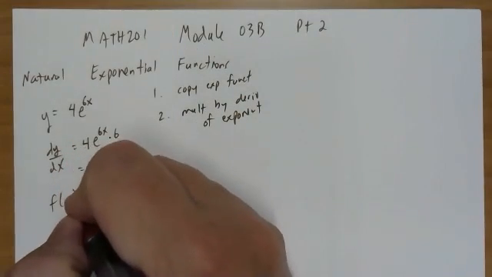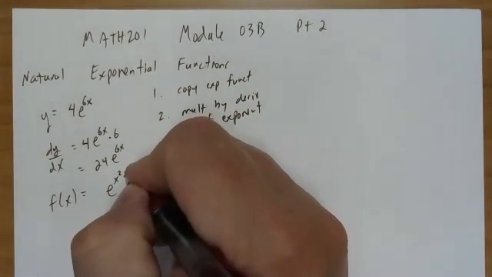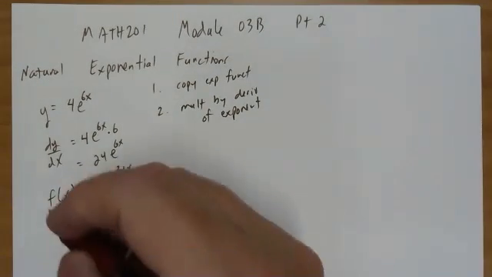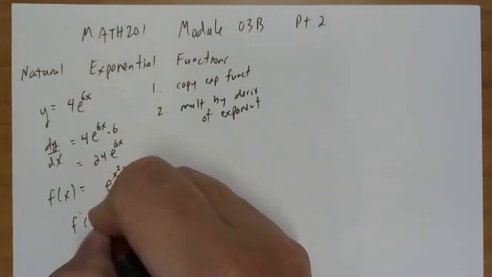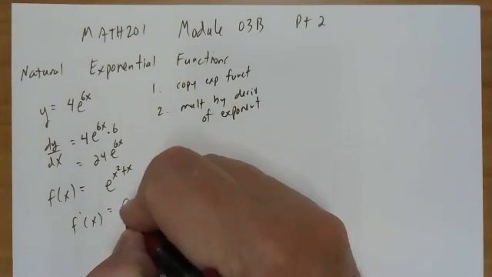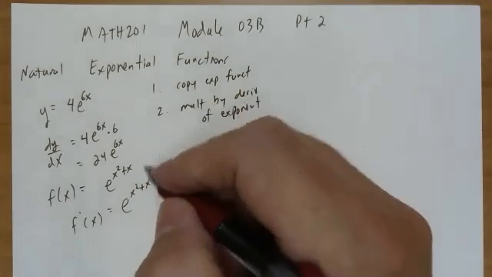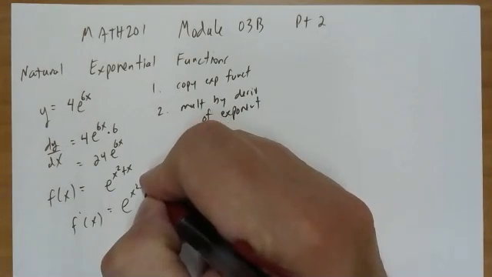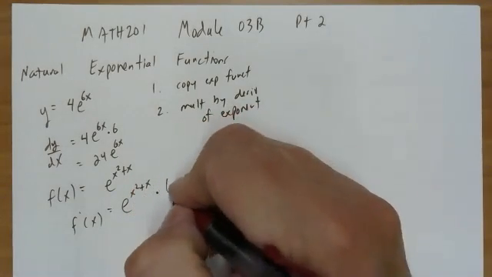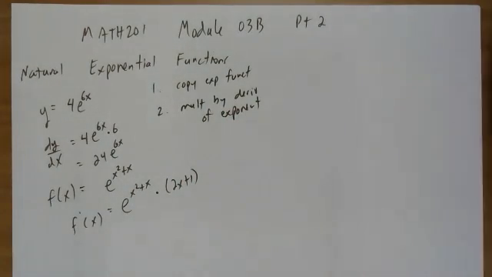And we could do another one a little more complicated. How about if our function is e to the x squared plus x, and we want to take the derivative? First step, you just copy, rewrite the exponential function, and you multiply by the derivative of the exponent. The derivative of x squared plus x is 2x plus 1. And there's your derivative.